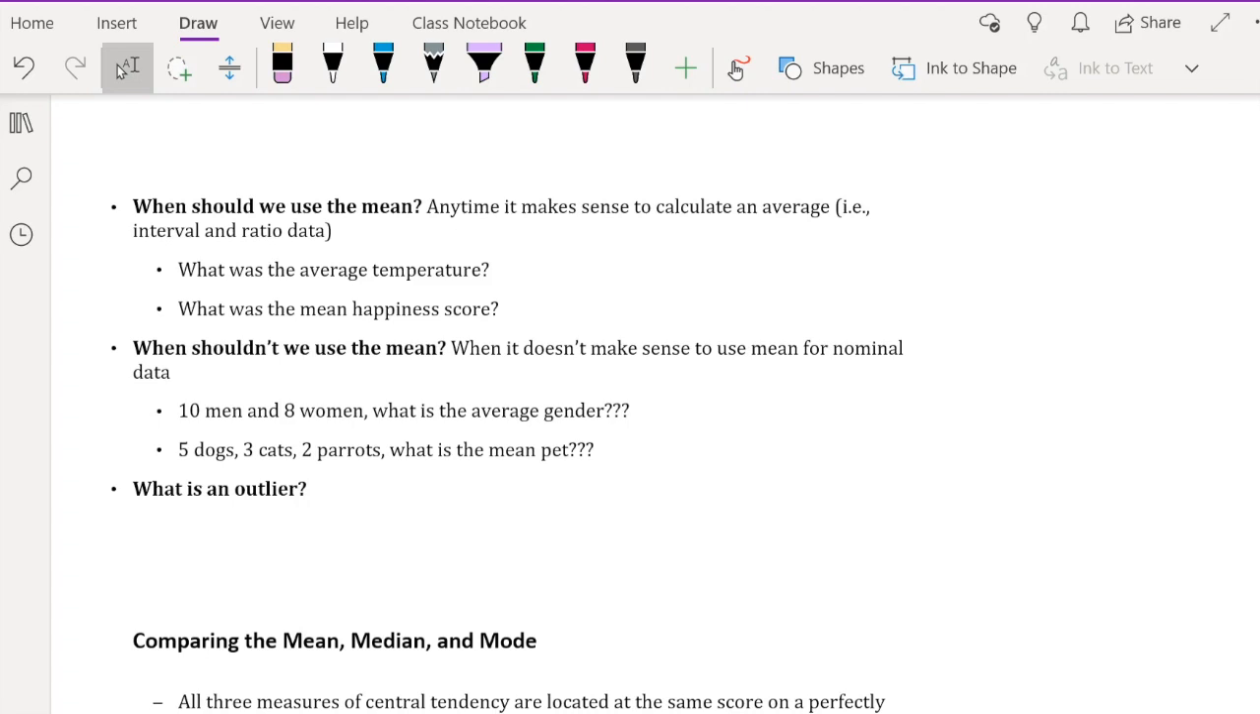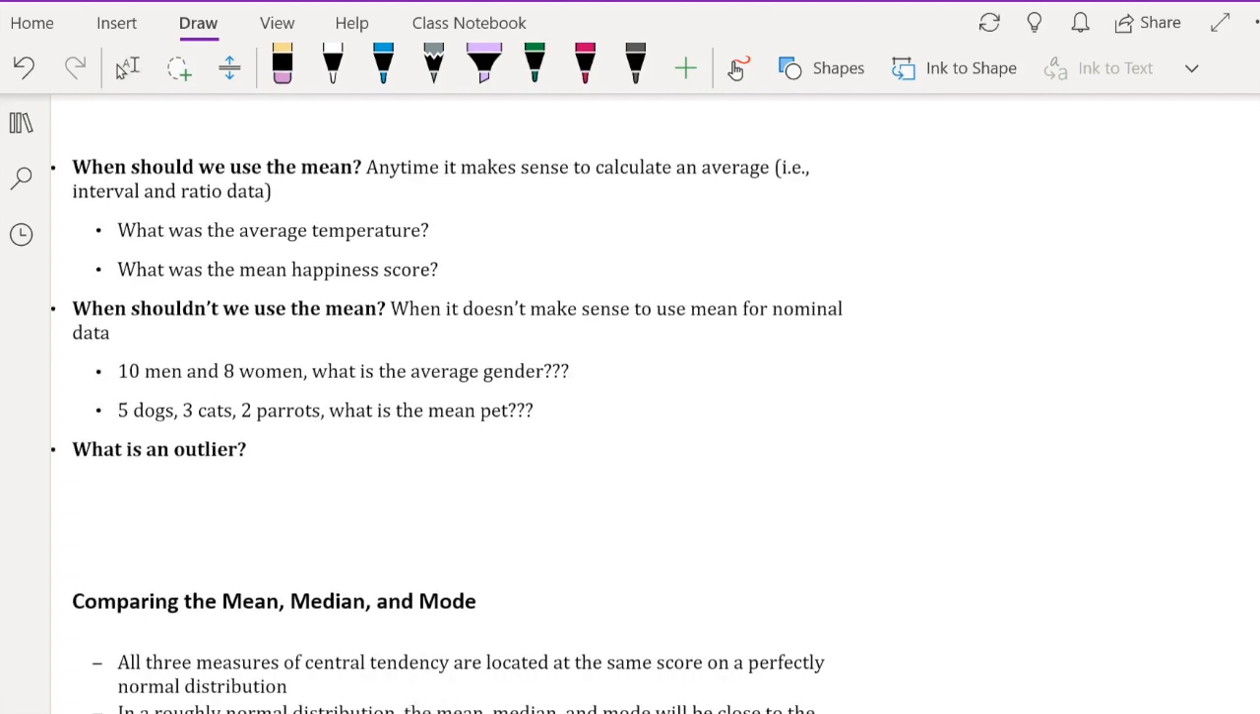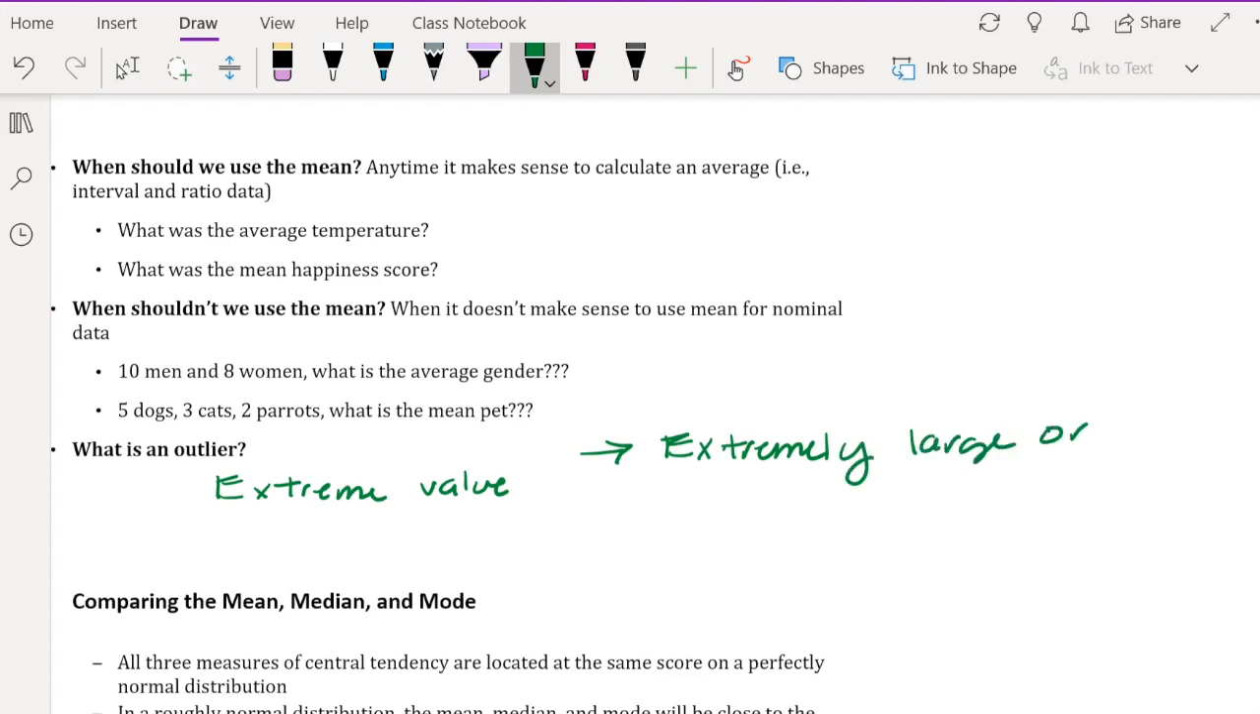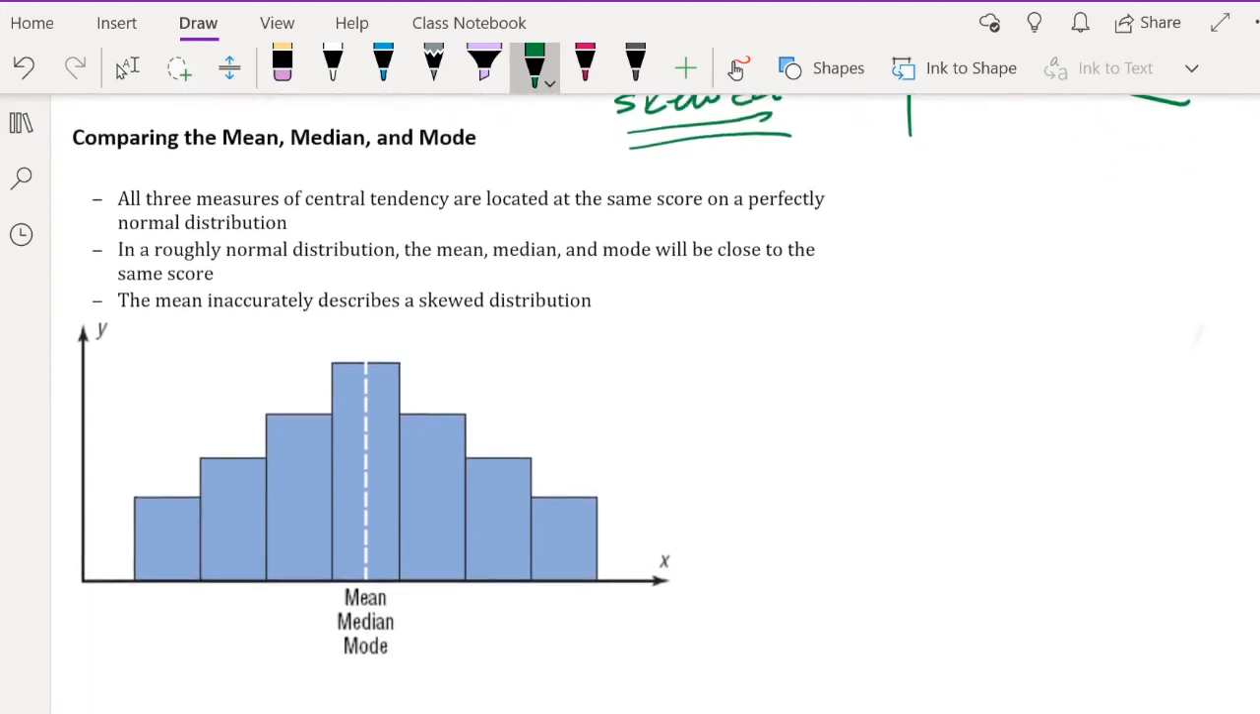What is an outlier? An outlier is an extreme value. It can be extremely large or extremely small. So usually an outlier is going to skew your distribution. That's why we normally don't like them. Sometimes you genuinely have an outlier. Sometimes it could be a data entry error. So it really depends on what's going to happen to your data.